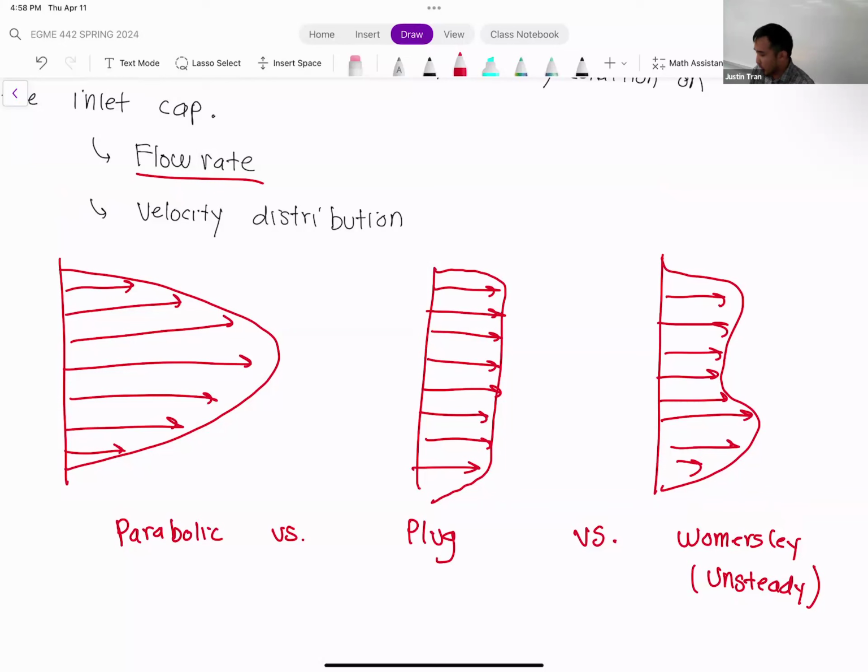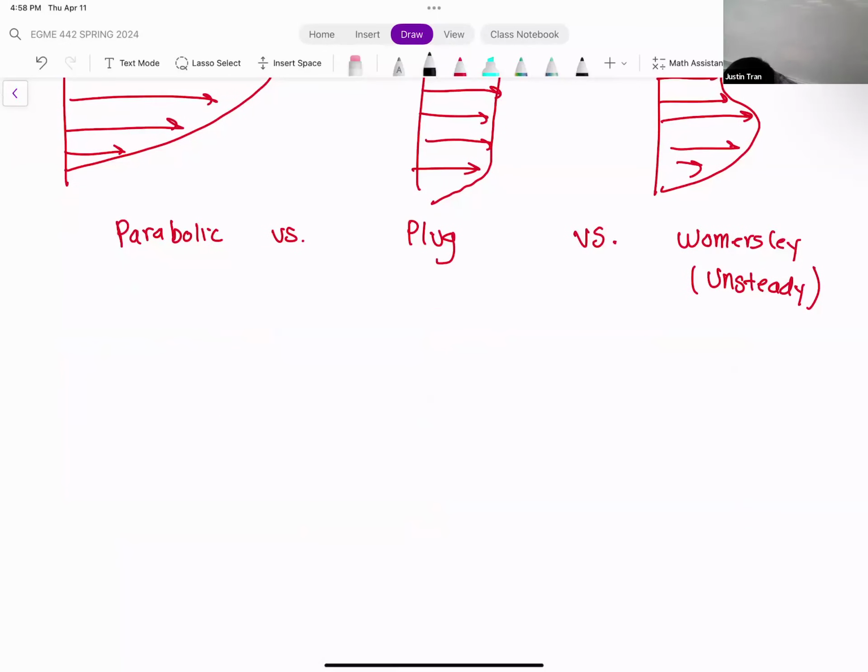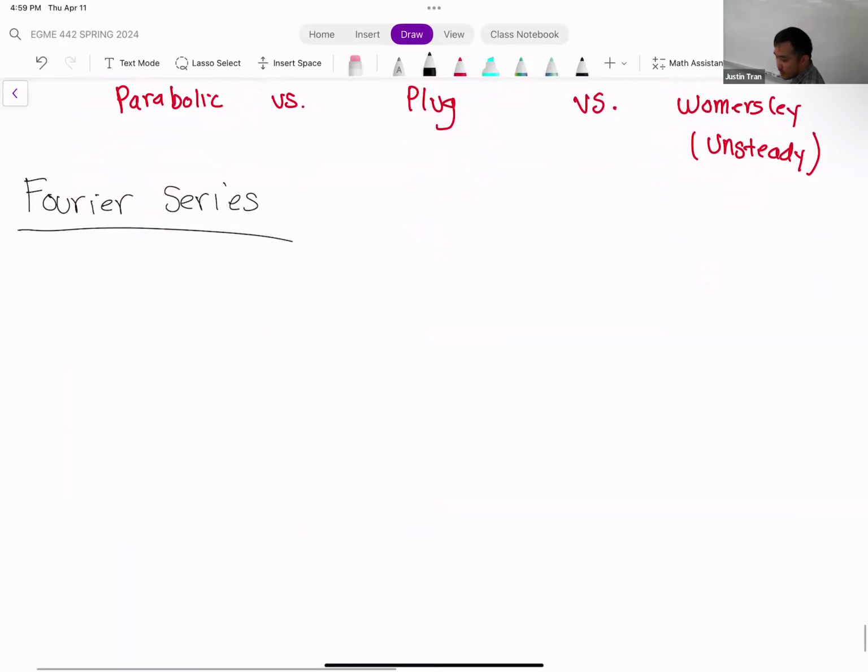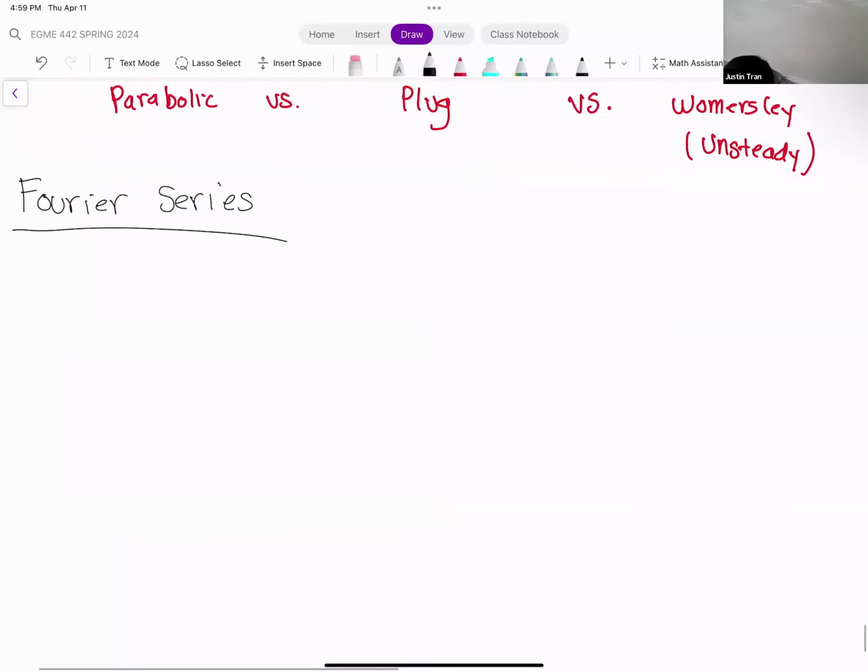Okay. Cool. All right. So the last thing I want to cover today, for the last 15 minutes, is a brief review of Fourier series. Actually, Fourier has a lot of relevance to what we're going to do here as well. This is another setting that you'll do for an unsteady simulation. So far, the Womersley solution that we have is only for a fixed frequency.